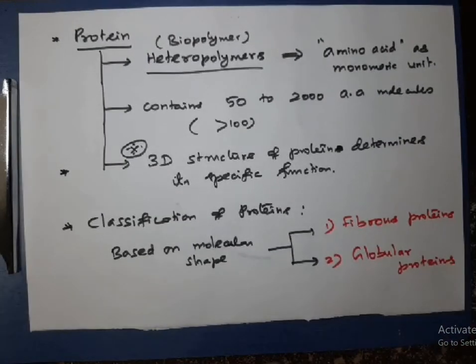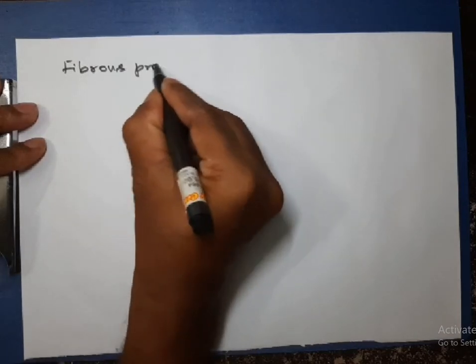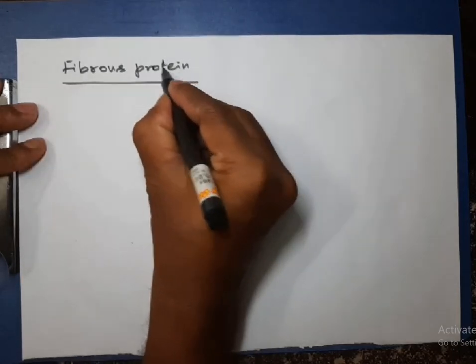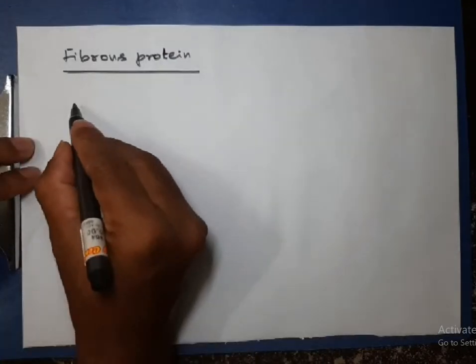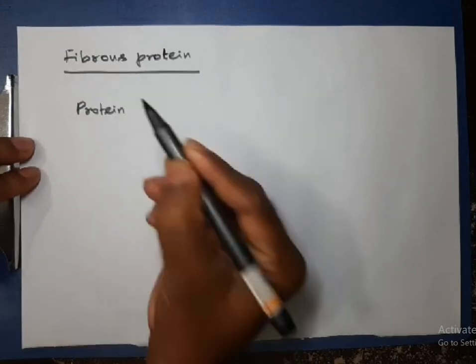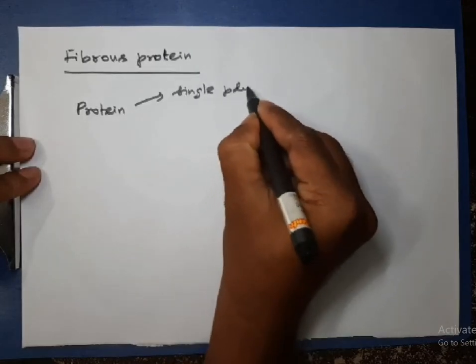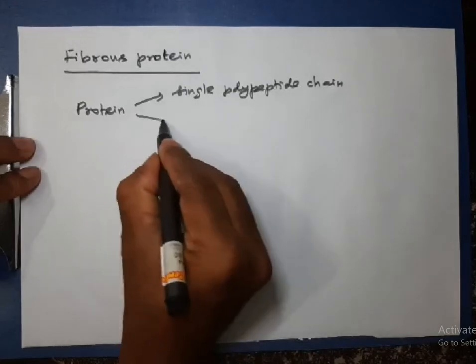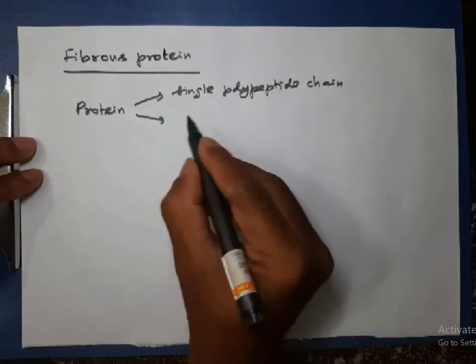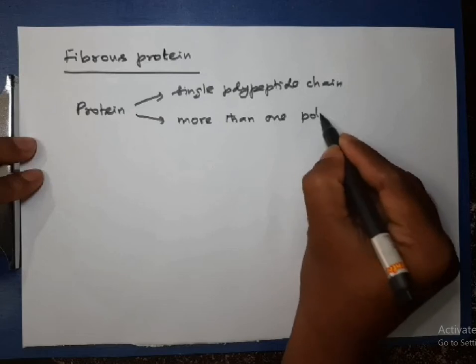Let me write on the next page. This will be a fibrous protein. What is meant by that? Students, observe this carefully. This point I have given already in the last class. A protein may contain a single polypeptide chain, or a protein may contain more than one polypeptide chain.